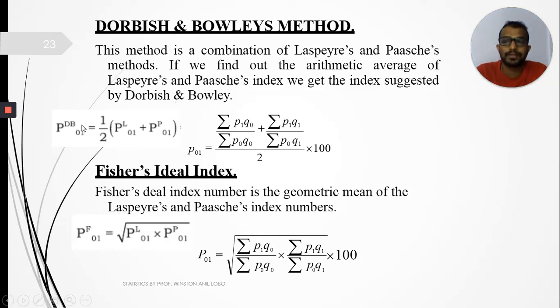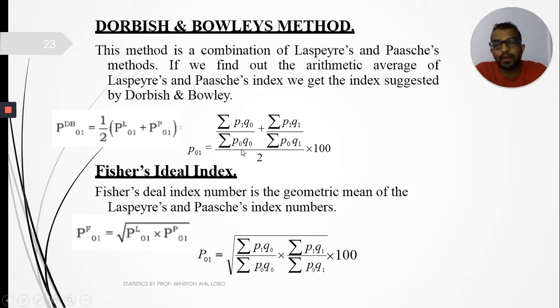That's what I've written here, students. Dorbish-Bowley's price index number is nothing but last year's price index plus past year's price index, into 1 by 2. This is Dorbish-Bowley's price index number. Quantity index number is the same way but the opposite. But before that, let us see the full formula, students.